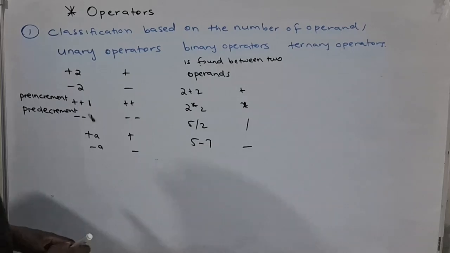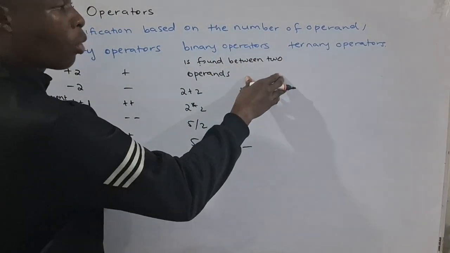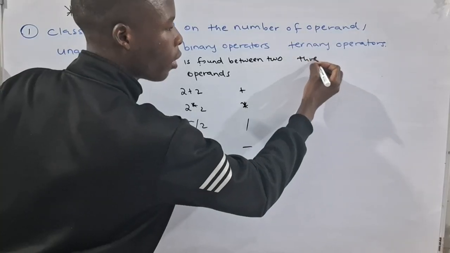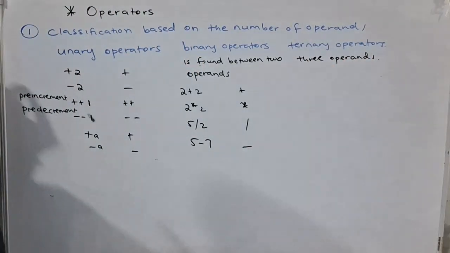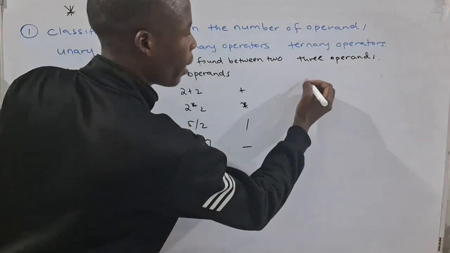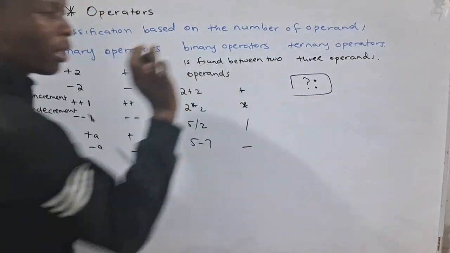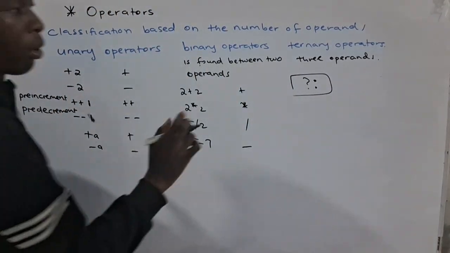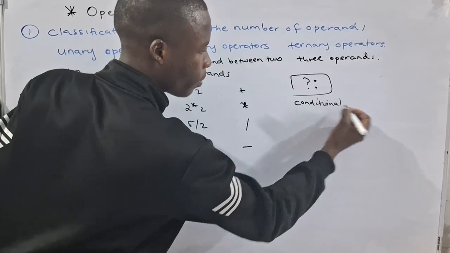Let's move on to the ternary operator. This ternary operator is an operator which works with 3 operands. And we only have one ternary operator in C programming: the conditional operator. This is the only ternary operator that we have in C programming. It is called the conditional operator.